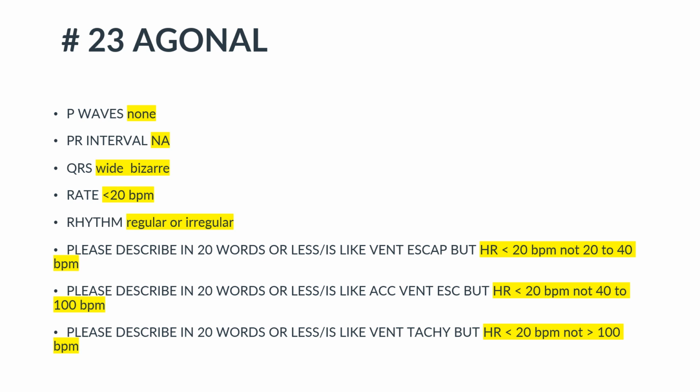Now the heartbeat can be regular, but if you're dying, at some point in time it's going to become irregular, right? Because you're not getting enough blood flow, so things are going to start failing. And eventually it's going to become regular again, right? That's asystole. Anyways, this is going to look exactly the same as ventricular escape, accelerated ventricular escape, and ventricular tachycardia. The only difference is the heart rate. Agonal, the heart rate is going to be 20 or less every single time. And that's going to be the difference.